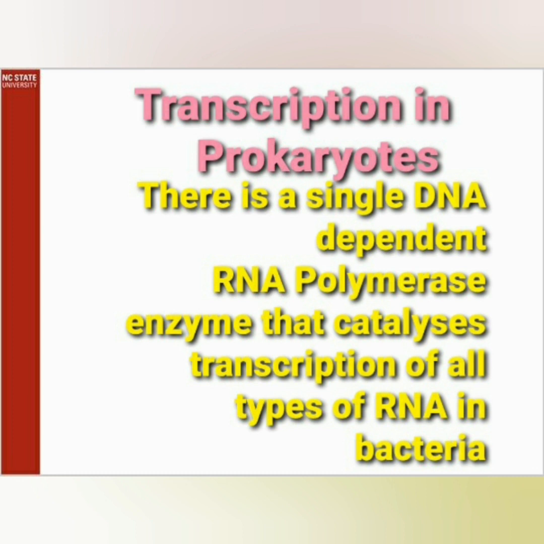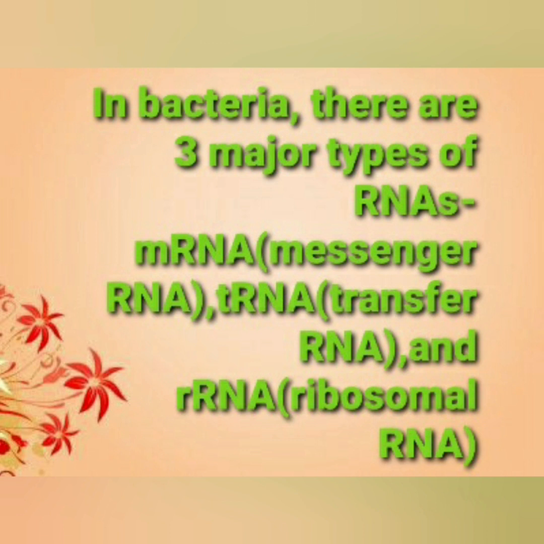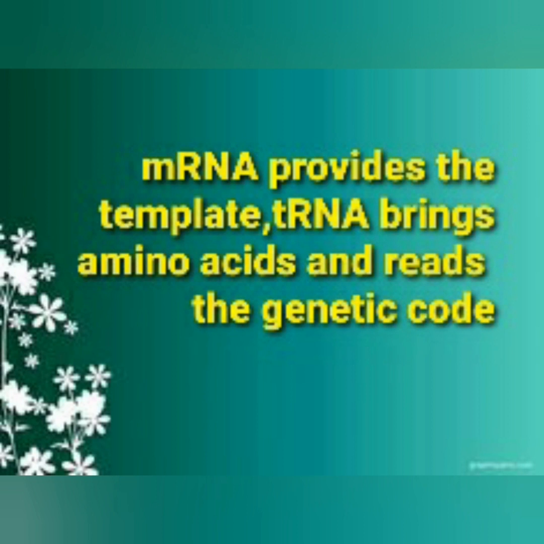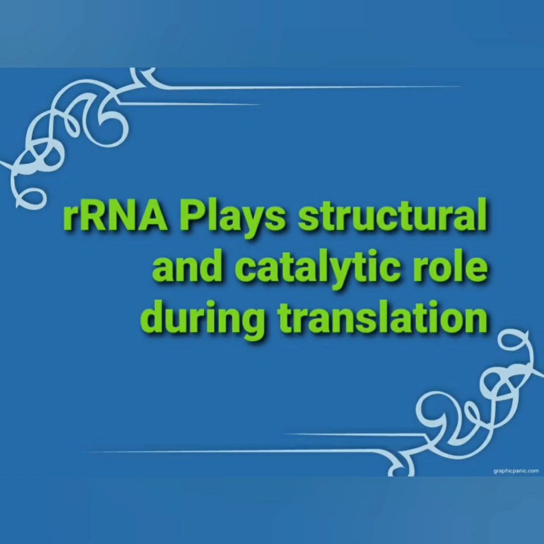So, there are differences between transcription in prokaryotes and eukaryotes. First, we are discussing prokaryotes. In bacteria, there are three major types of RNAs: mRNA or messenger RNA, tRNA or transfer RNA, and rRNA or ribosomal RNA. mRNA provides the template, tRNA brings amino acids and reads the genetic code. rRNA plays a structural and catalytic role during translation.